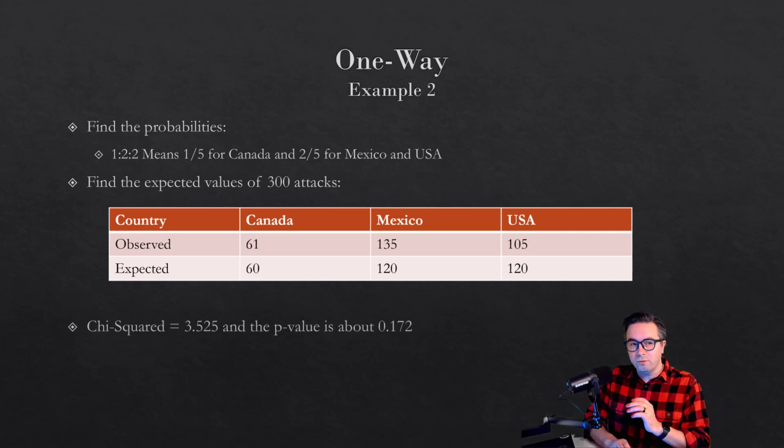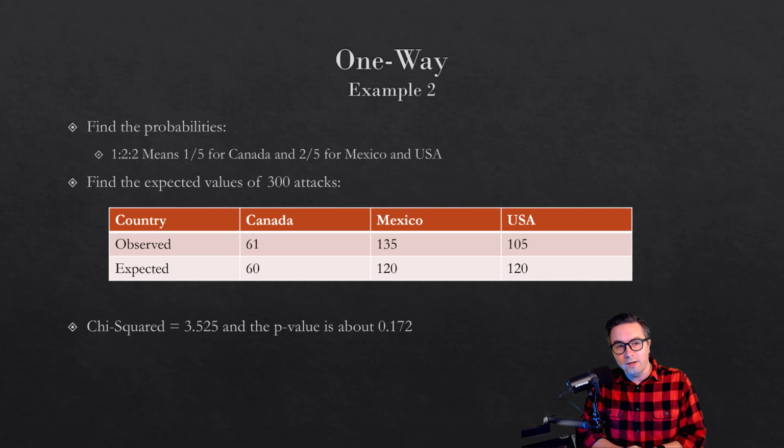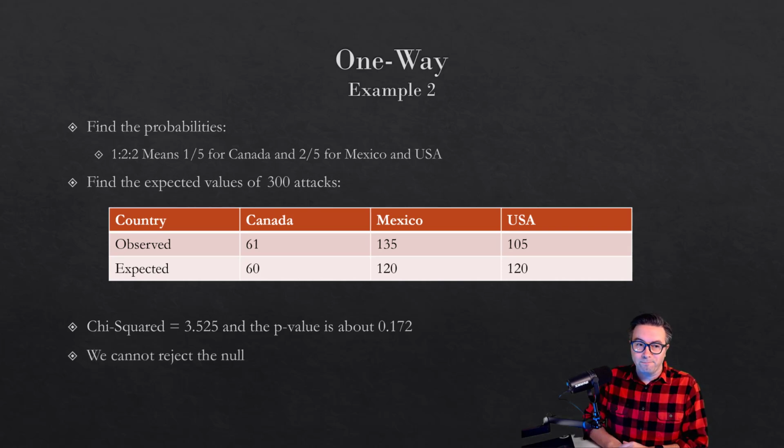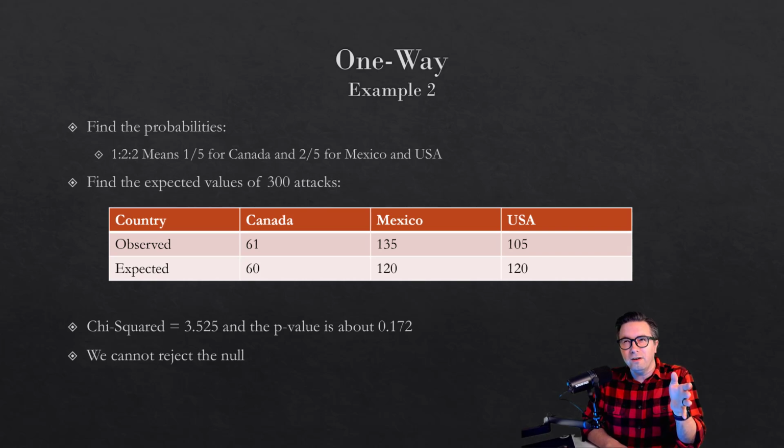So when we do the chi-square, we get 3.525, which means that the p-value is 0.172, which means that we can't reject the null. There's not enough evidence to reject the null. Our observation is not very unlikely given what we were expecting. So that's how we find the one way. Now let's go into RStudio and I'll show you how to find the one way in RStudio.